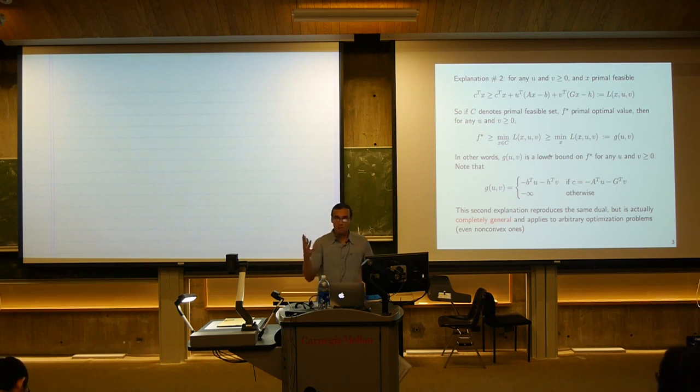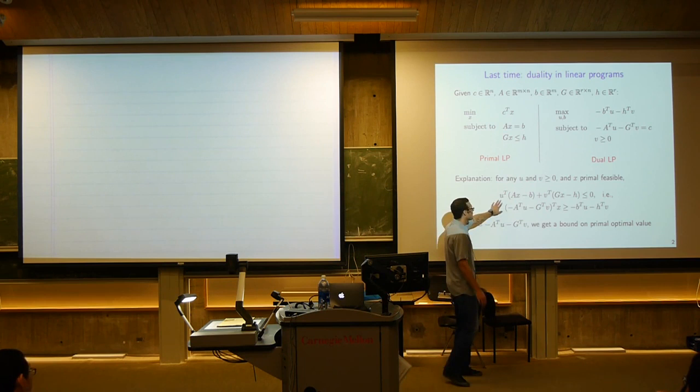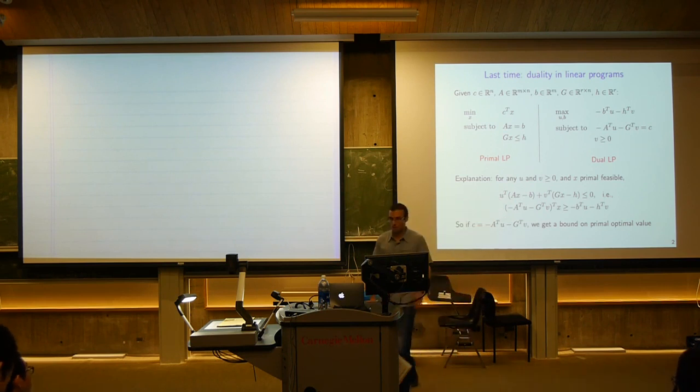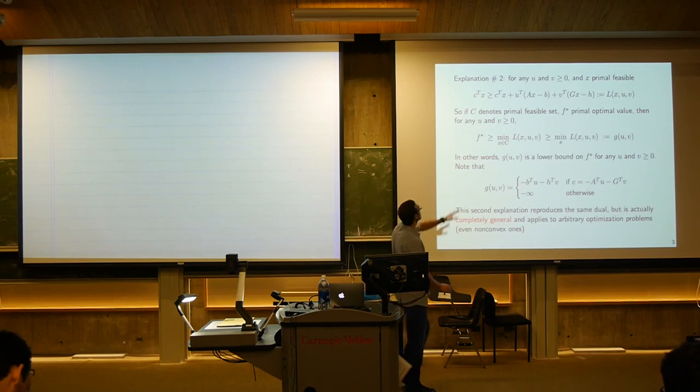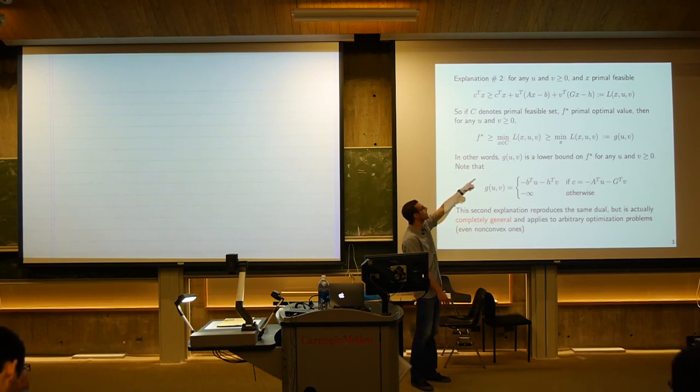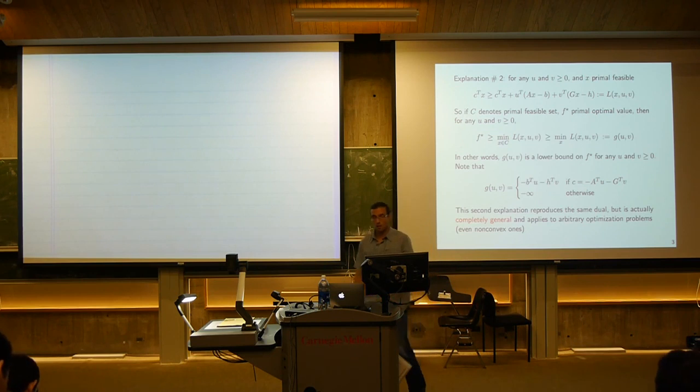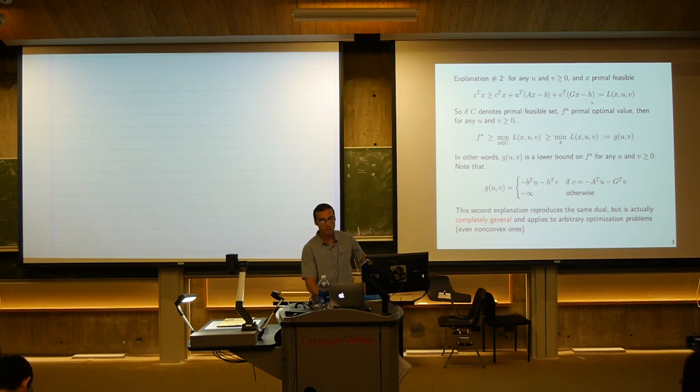So that was the explanation we started with. I think that's the one that is easy to remember for linear programs. The second explanation is slightly more subtle, and it ends up being very, very important in the context of general convex problems or optimization problems. It was the following. We looked at the primal criterion value, and for the exact same reason that we said this was less than or equal to 0, we know that for all feasible points x, c transpose x is bigger than or equal to c transpose x plus that same quantity, u transpose (Ax minus b) plus v transpose (Gx minus h).